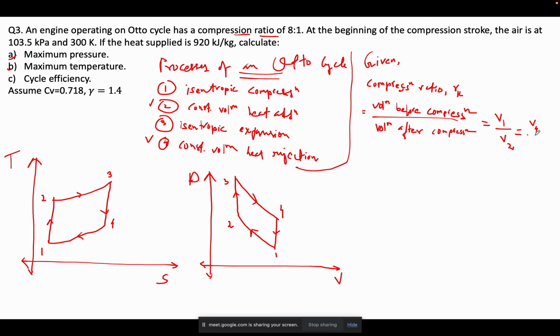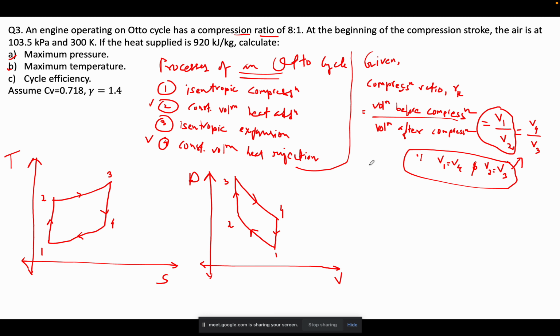V4 by V3. Is it clear or not? Since V1 is equal to V4 and V2 is equal to V3, because of this only we can write this one, but actually the compression ratio is this one. You have to remember this: the volume before compression and the volume after compression. So in Otto cycle, the compression ratio and the expansion ratio are basically equal.